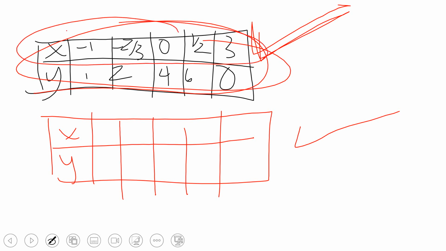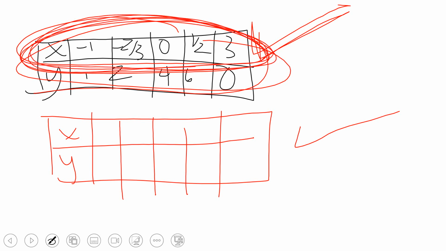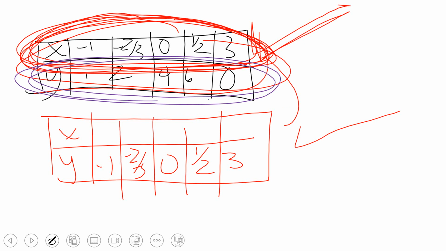These would be referred to as the input of the original. What do the input of the original become with the inverse? What do the inputs become? The outputs. So over here it's going to be -1, -2/3, 0, 1/2, and 3. And what do the outputs become? The outputs of the original become the input. So 1, 2, 4, 6, and 0.